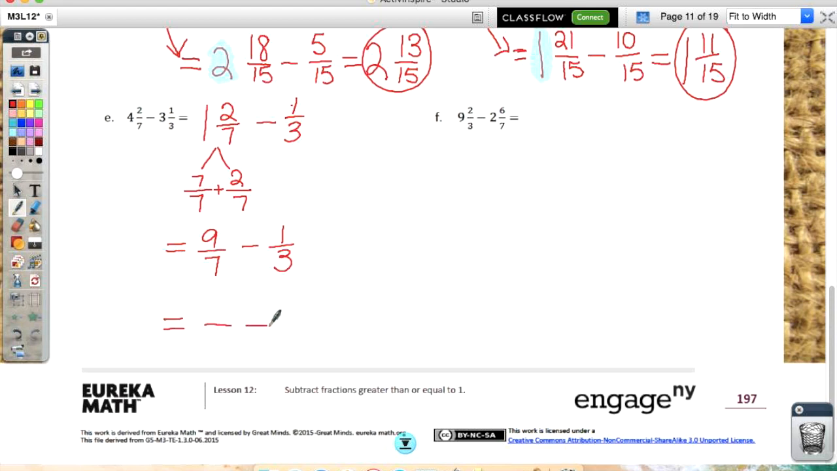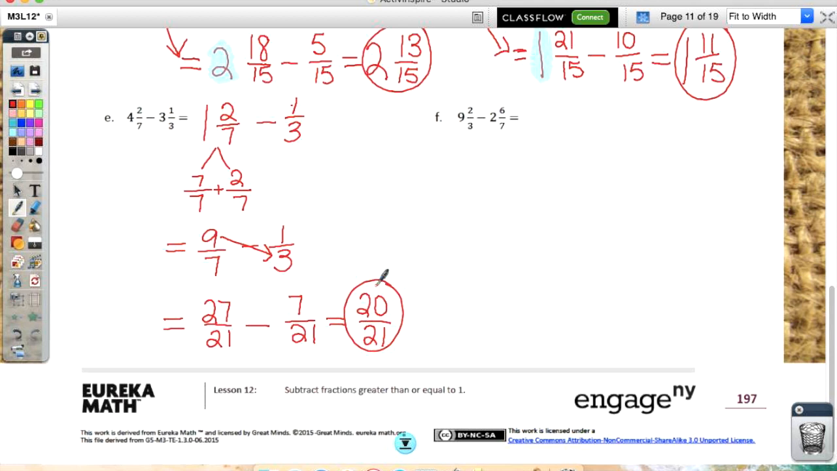Common denominator? 21. 9 times 3? 7 times 1? This is simple subtraction, isn't it?